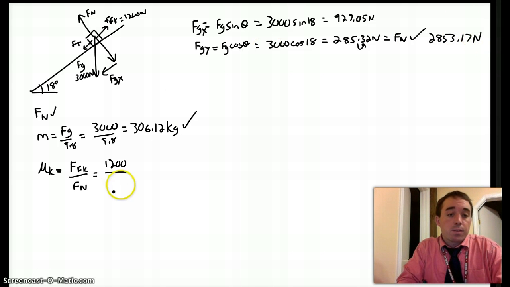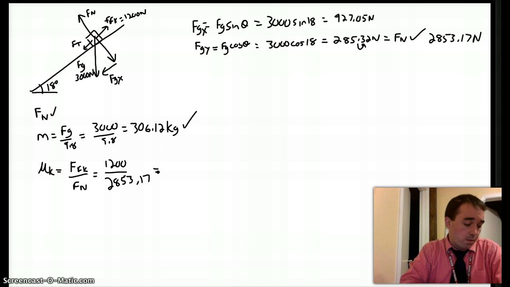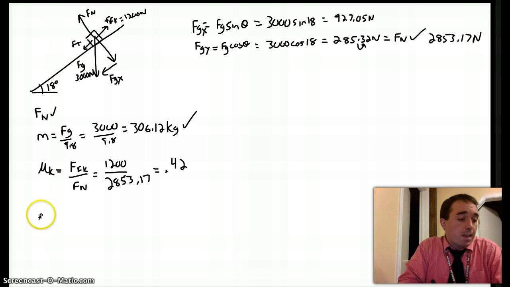2853.17 newtons. So our normal force is that, 2853.17. The reason I realized that something had to be wrong was because my normal force was going to be less than my kinetic friction, which means my coefficient would have been greater than 1. We know that that's not supposed to happen. So that's what triggered something to check. I would have gone on without realizing that, so I went back and looked. So 1,200 over 2853 is 0.42, and it's unitless. And the last thing we have to find is our tension force.